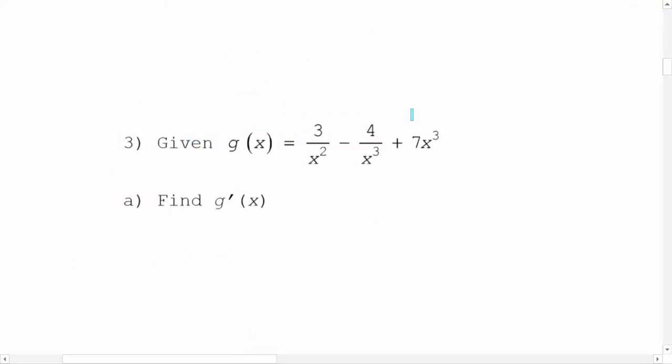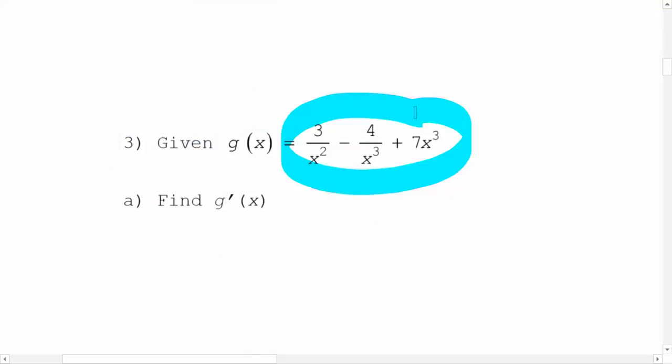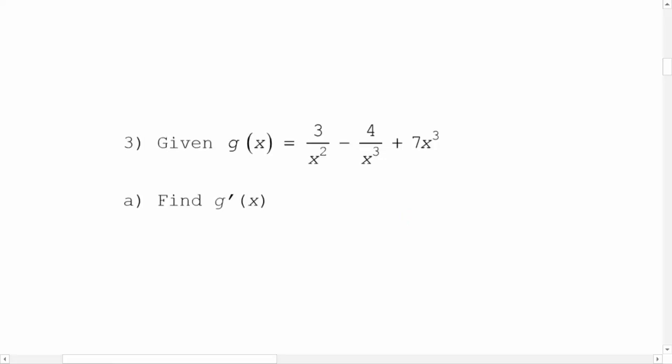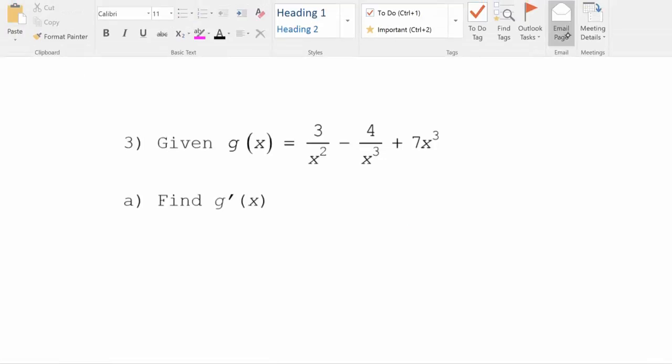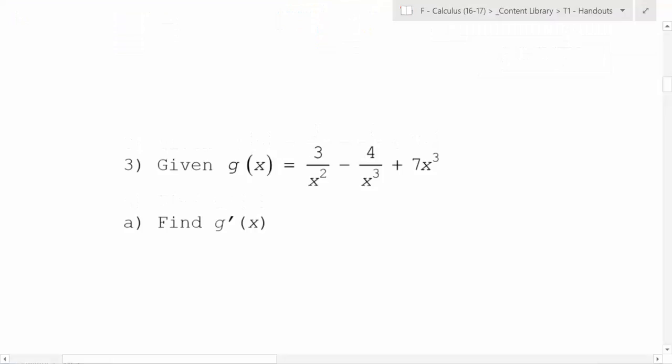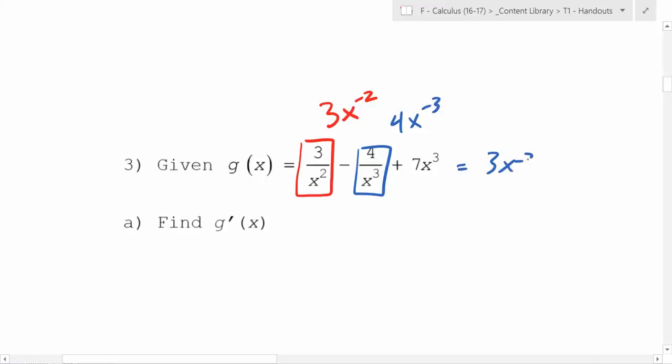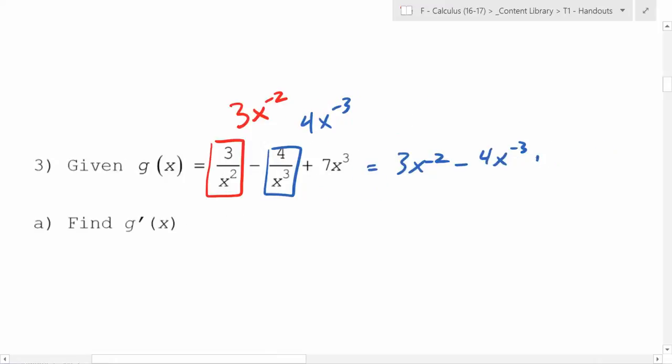Let's see the original question for this. Rewrite this. I will give you a hint: you can take this and change how it's written. What is 3 over x squared equal to? What's a way to rewrite that? That's 3 times x to the what power? Negative 2. Then it would be minus what? 4x to the... So you can rewrite it as 3x to the negative 2 minus 4x to the 3 plus.